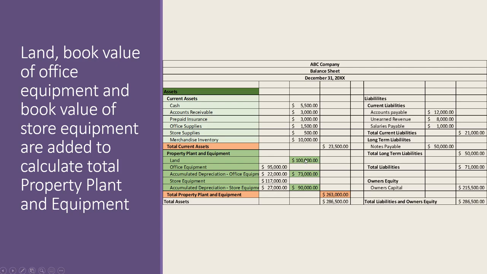So we're going to take those values from our middle column, the $100,000 for land, the book value of our office equipment, and the book value of our store equipment, and add those three numbers together, and that gives us our total property, plant, and equipment, in this case $263,000. Again, it goes in the right-hand column as a total.